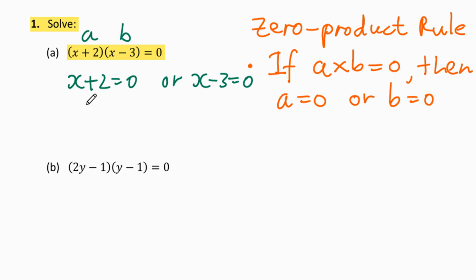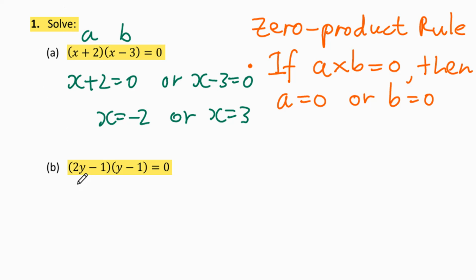And now we simply solve each of these two equations. In the first equation here, we can take the 2 to the right-hand side, and it becomes negative 2. So x is equal to negative 2. Or, in this case, we can take the negative 3 to the right-hand side. So x will equal 3. So the solution to this equation then is x is equal to negative 2 or x is equal to 3.